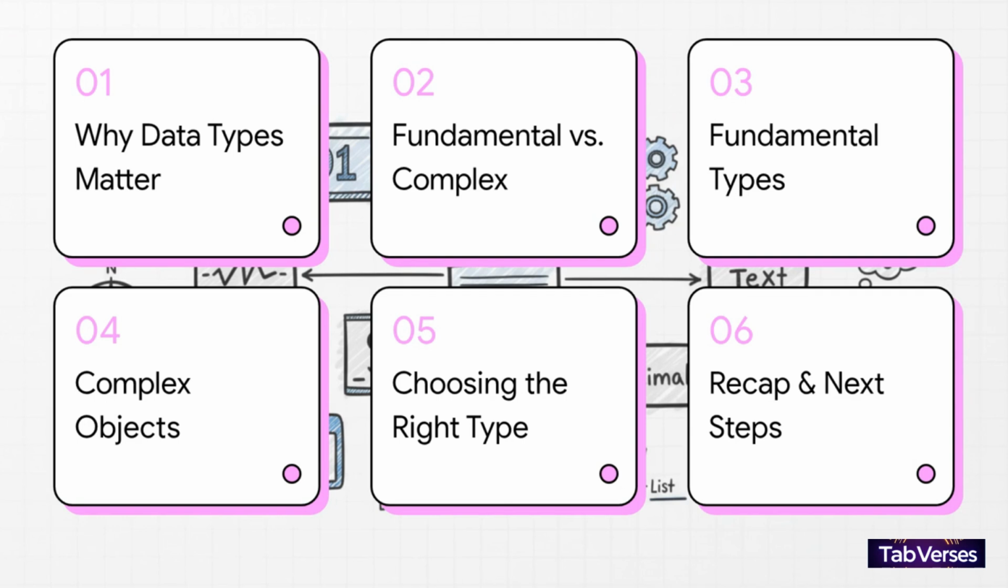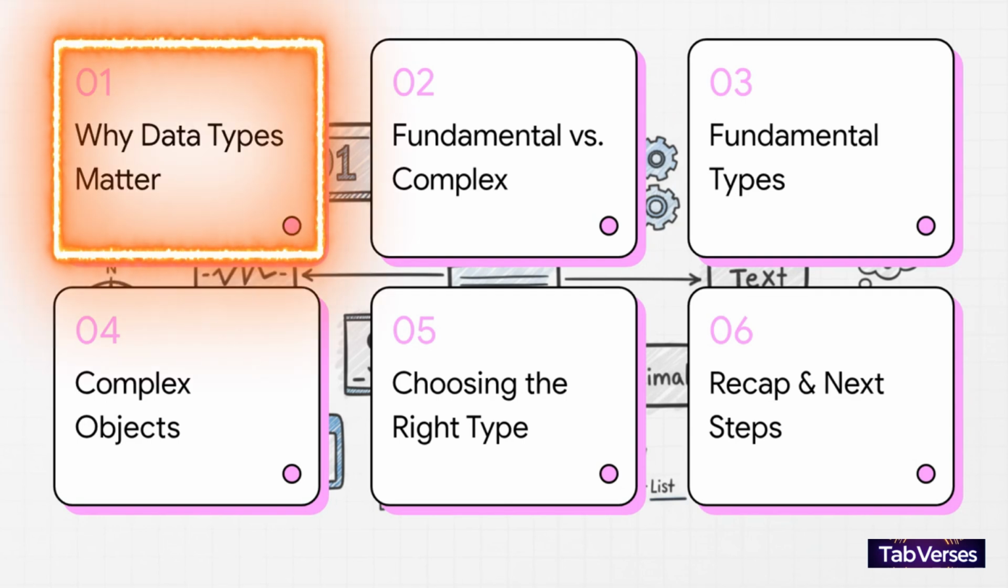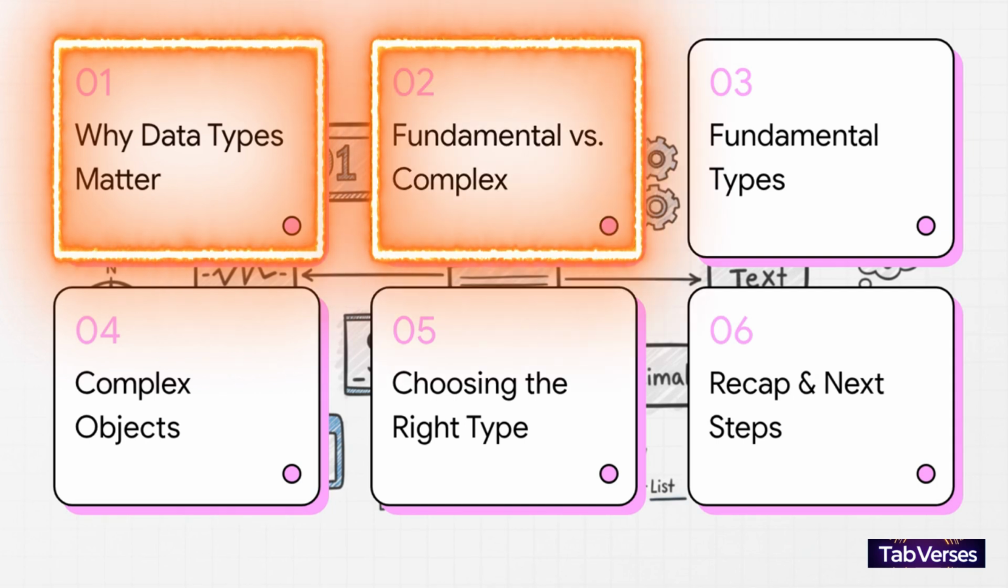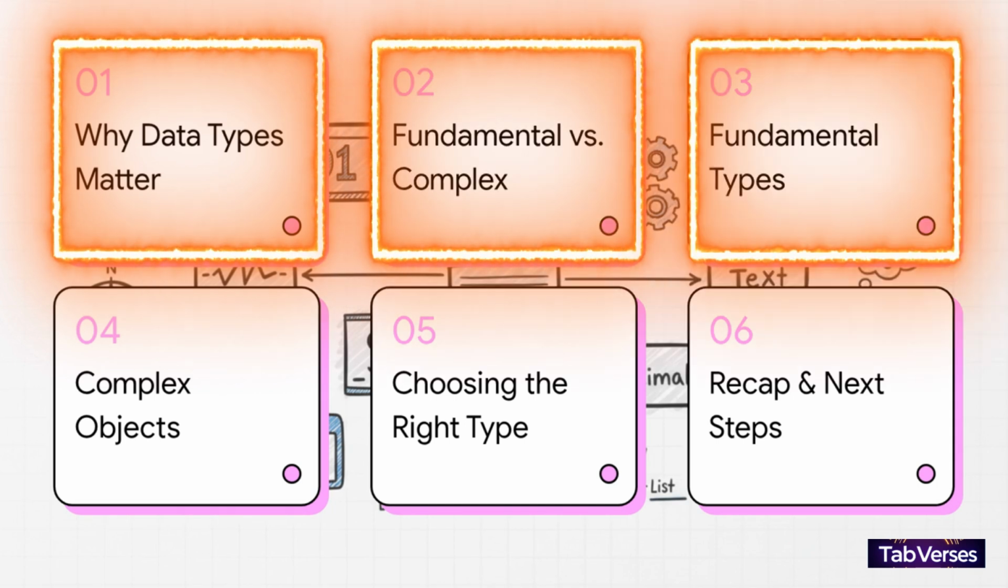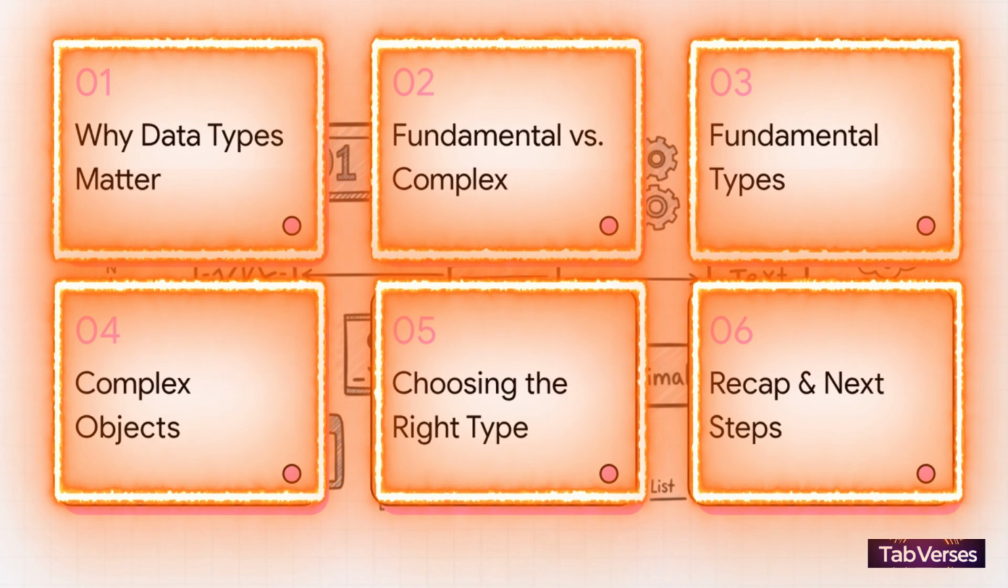So here's the game plan for this explainer. We'll kick off with why data types are so critical. Then we'll break them down into two main families. We're going to explore each one with some real practical examples, and then we'll wrap it all up by connecting it back to how this helps you write cleaner, way more efficient code.